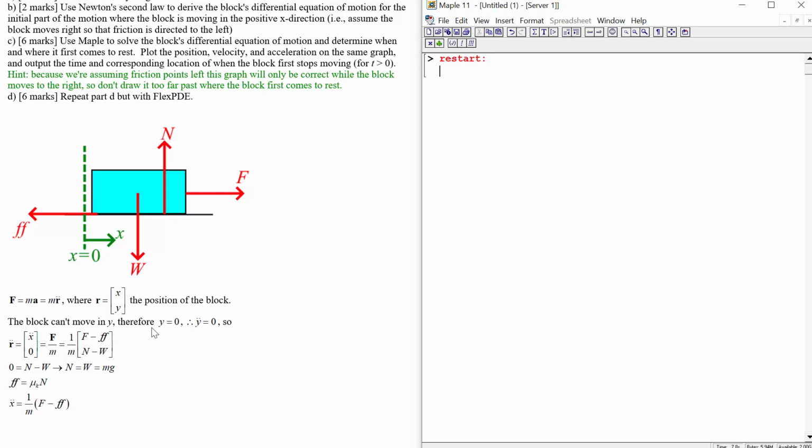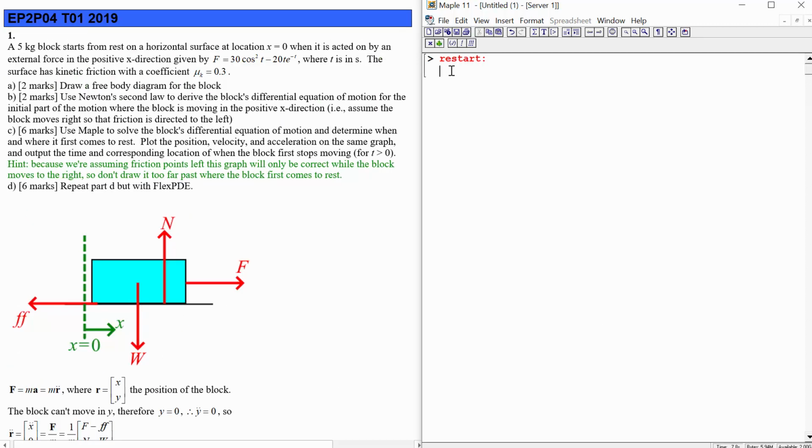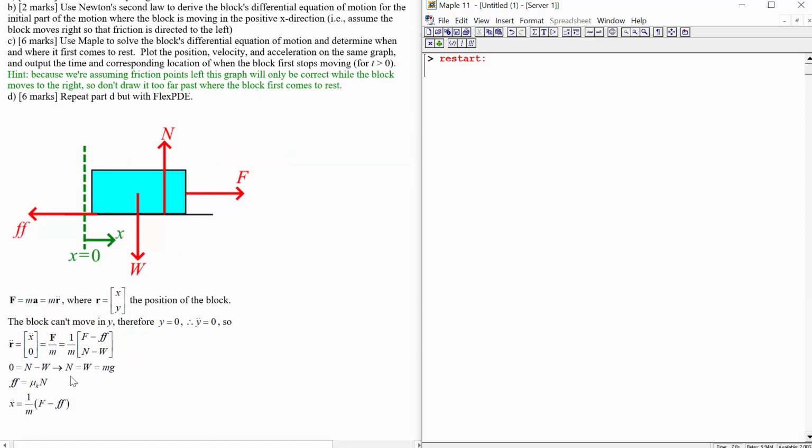Gonna restart, and then we're going to type in the stuff that we know as variables. Maybe we'll hold off on that and see if we can write out these equations first and just view them before the variables are assigned. So we've got our dE, which is the second derivative of x. We could write this in a couple of different ways. Let's just use the diff notation because it's a little more straightforward. Diff of x(t) with respect to t twice is equal to 1 over m times F minus FF. Okay, so there's our differential equation.